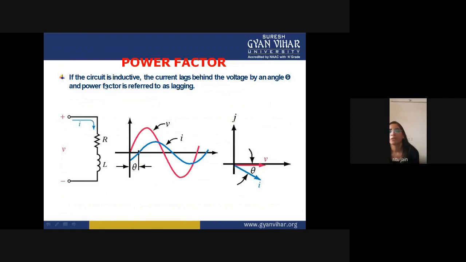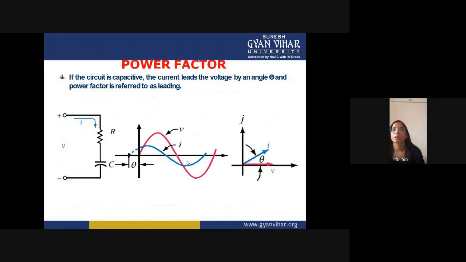Okay. If the circuit is inductive, the current lags behind the voltage by angle theta, and the power factor is referred to as lagging power factor. Now is it clear to you what a lagging power factor is? Okay. Next is the leading power factor. If the circuit has a capacitor and resistance, then the power factor will be a leading power factor. From this diagram, you can see that the current is leading the voltage by angle theta.